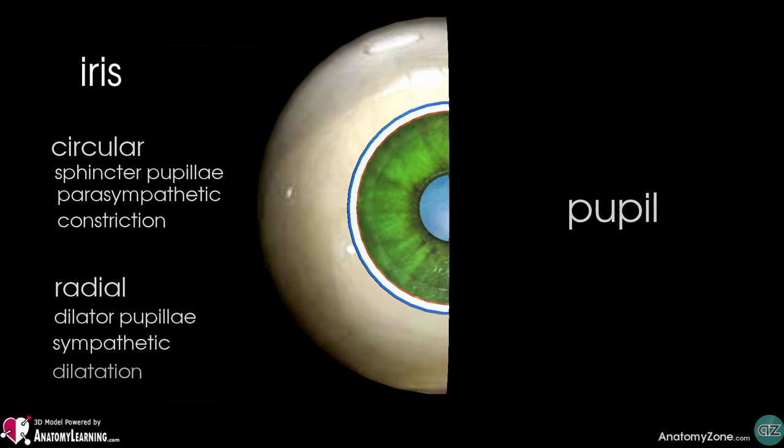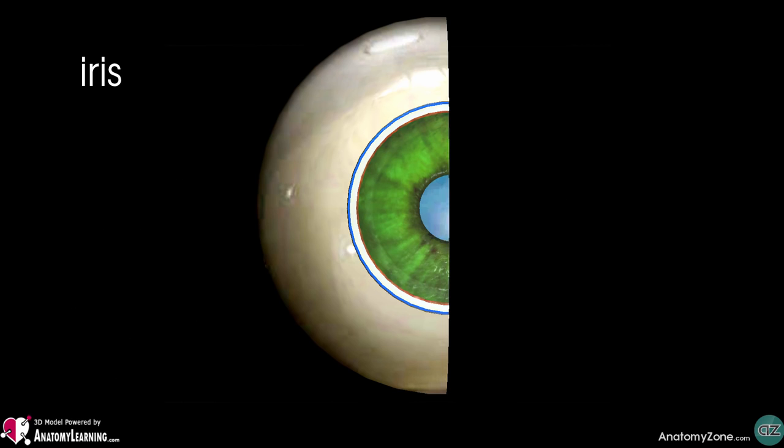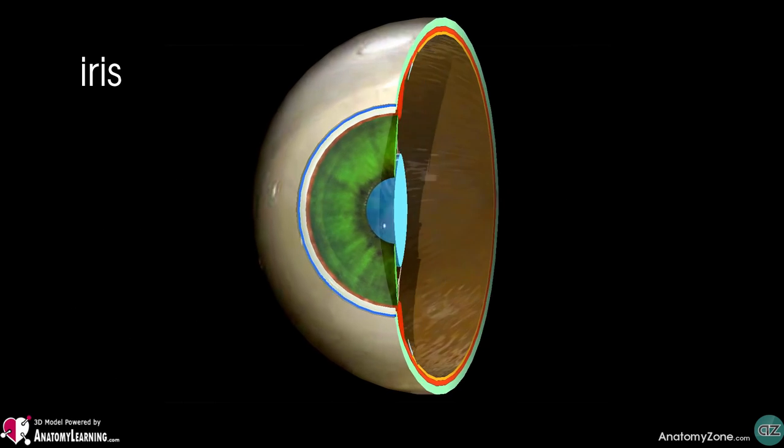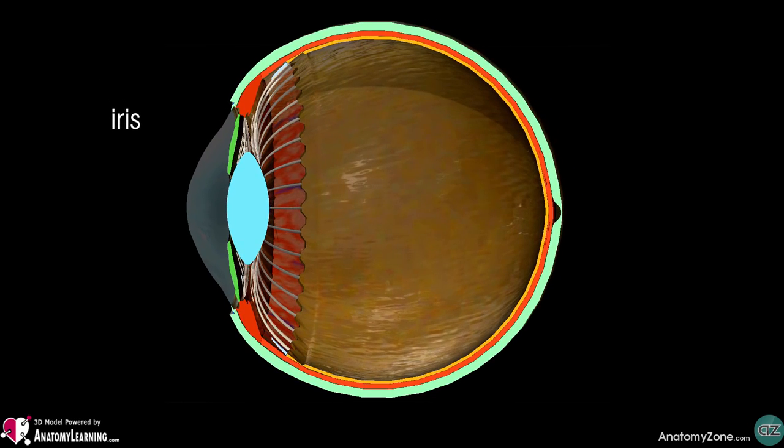I've highlighted the iris in green and sliced the eyeball in half. Let's rotate around to view the eyeball in section and view the relationship of the iris to the other structures we have covered so far.